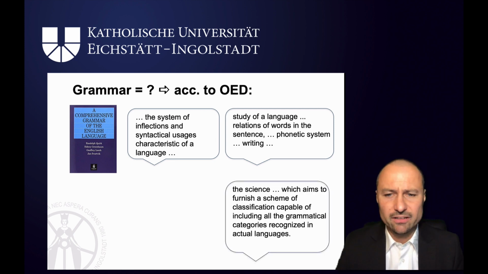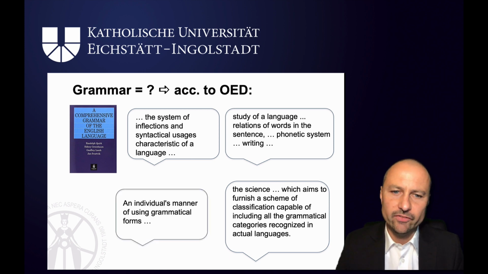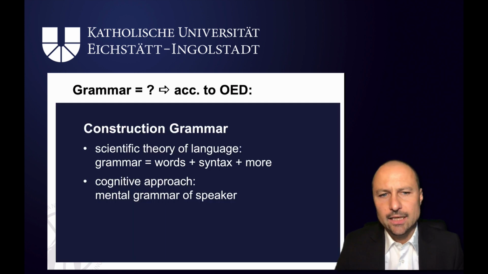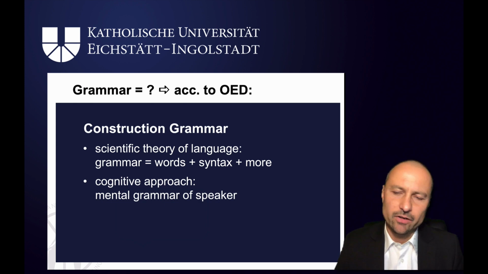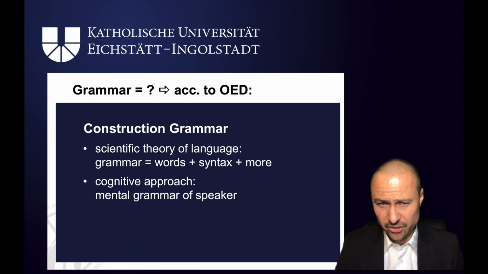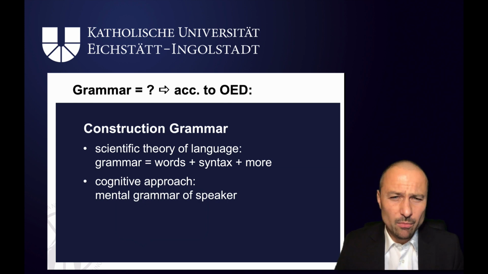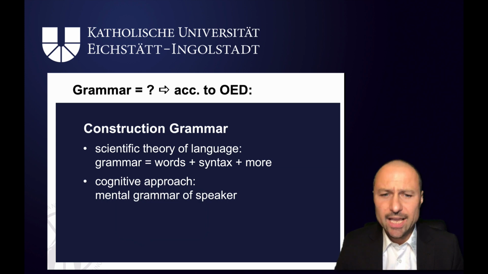A third definition for grammar is the science which aims to furnish a scheme of classification capable of including all the grammatical categories recognized in actual languages. And finally, an individual's manner of using grammatical forms. Now, construction grammar is a scientific theory of language, so it falls under the third definition. And for construction grammar, grammar means words, syntax, plus, as we will see, a lot more. In addition to that, construction grammar adopts a cognitive approach. So we aim to look at the mental grammar of speakers, of an individual.